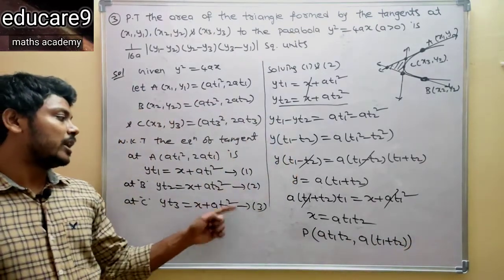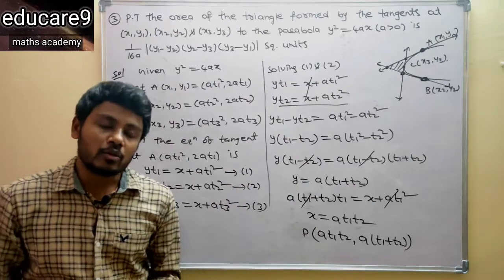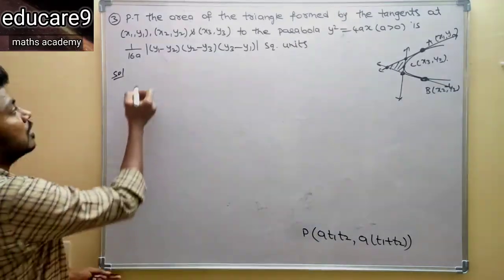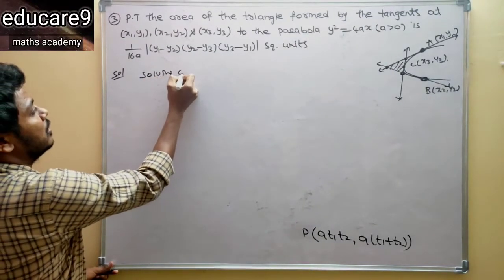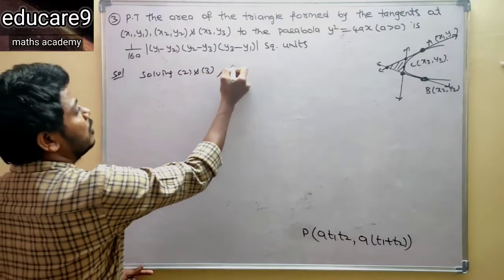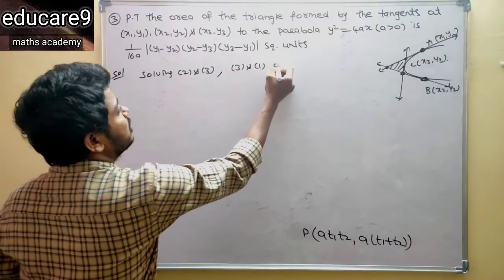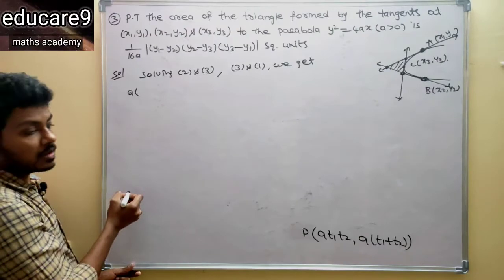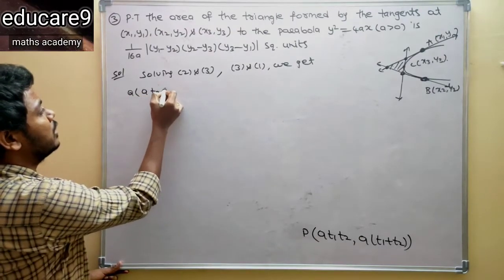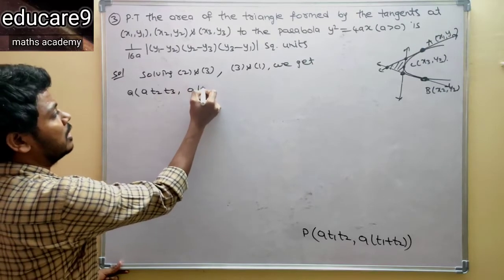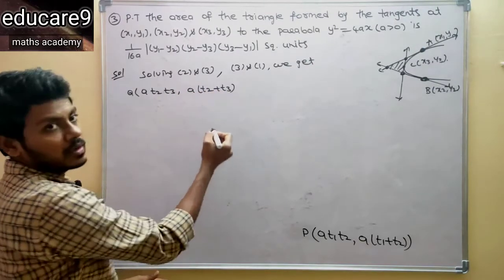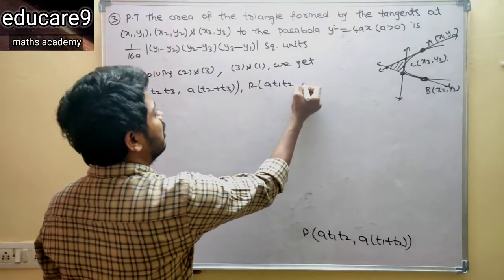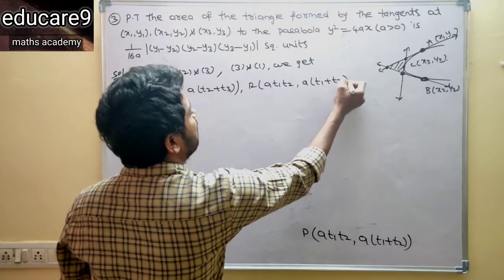So similarly, solving 2 and 3 and 1 and 3, you will get 2 more points. Now using the 3 points, you can find the area of the triangle. So next, solving 2 and 3, 3 and 1, we get, so write directly. What is the Q point? Q is a t2 t3 comma a of t2 plus t3. Next, what is the R point? a t3 t1 comma a of t3 plus t1.